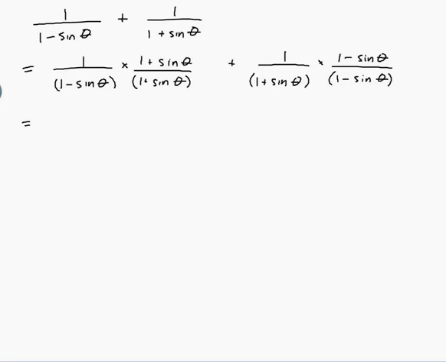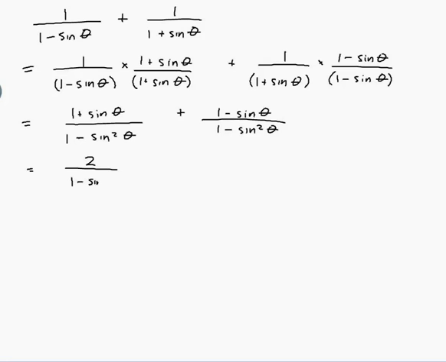So on the top I got 1 times 1 plus sine theta, so that would be 1 plus sine theta. And on the bottom I have 1 minus sine theta times 1 plus sine theta. So that's a difference of 2 squares. So we must get 1 squared minus sine squared theta, 1 minus sine squared theta, plus, let's see, we have 1 minus sine theta on the top, and again 1 minus sine squared theta on the bottom. So because they have a common denominator, I can add them now, so I'm going to get 1 plus sine theta plus 1 minus sine theta, so that's going to be 2 on 1 minus sine squared theta.